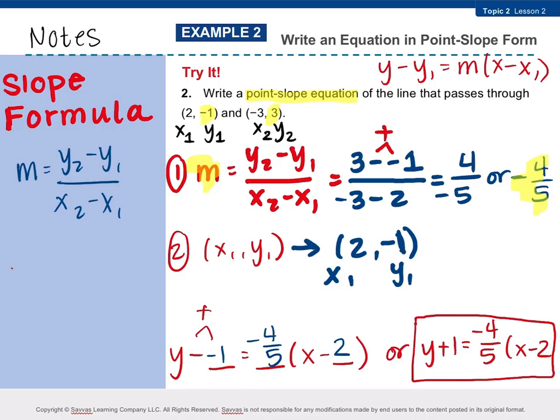Again, remember that x and y are my variables. Those represent all the values of x and y throughout my entire line versus x1 and y1, those are constants. That's a specific point, 1 point. So that's a number.